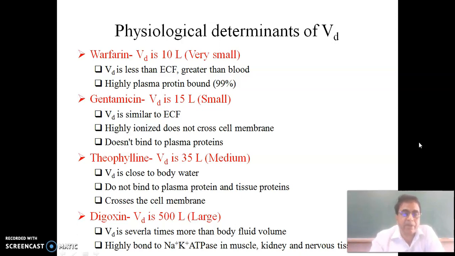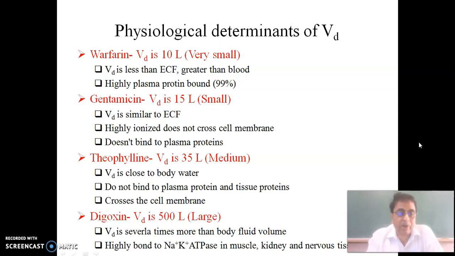Let us take the next example, theophylline, which has a volume of distribution of 35 liters. As I have mentioned, around 35 to 40 liters is the body fluid volume. So theophylline distributes uniformly throughout the body. Why? The reason is that it's highly lipid soluble, can cross all the barriers easily. It doesn't bind to any proteins either in the plasma or in the tissues. That's why its volume of distribution is equivalent to the body water.